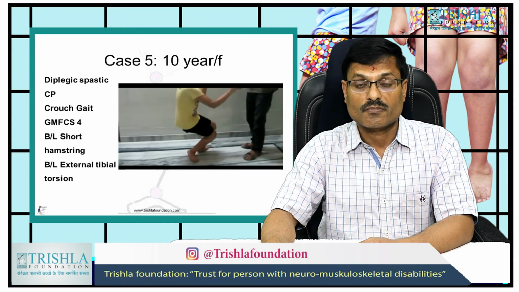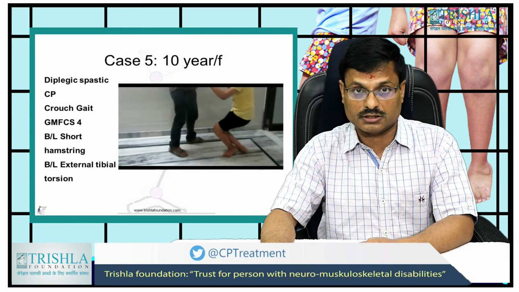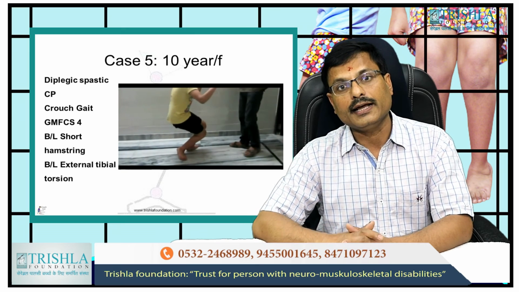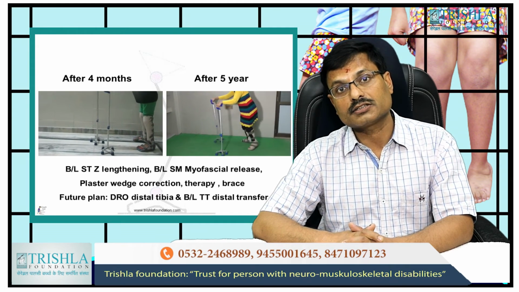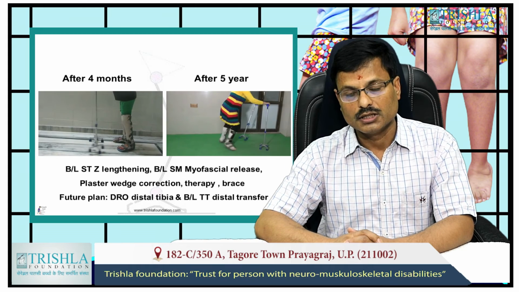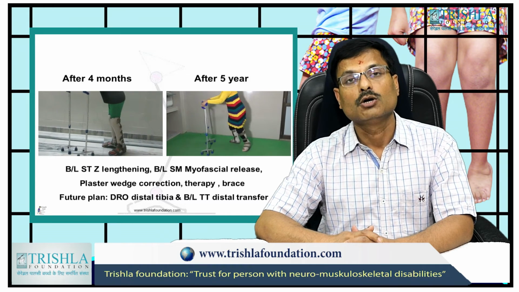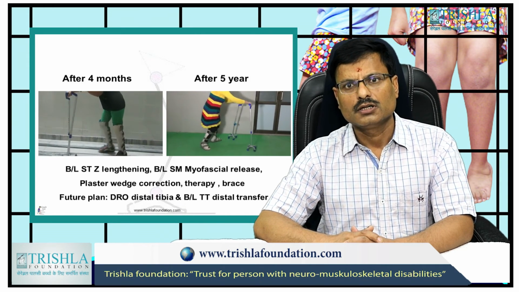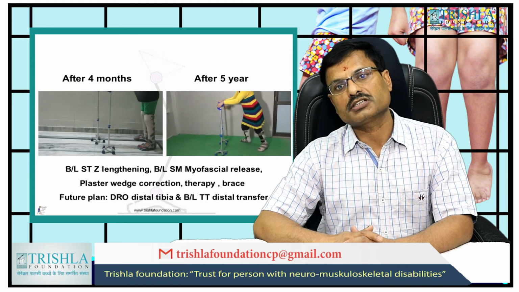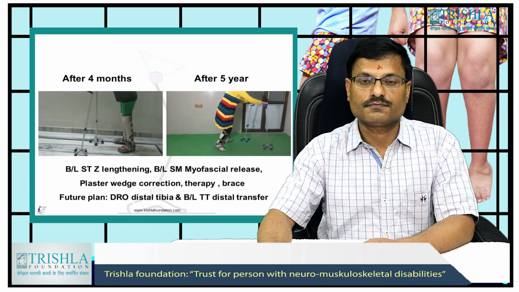The one case I have shown here is a 10-year-old female, with very spastic hamstrings, crouch gait, GMFCS 4, bilateral short hamstrings, and bilateral external tibial torsion. This was operated 8 years back, and at that time we were not doing any growth modulation. Growth modulation we started doing only 2 years ago. In that case we did bilateral semitendinosus Z-lengthening, bilateral semitendinosus and 5 vessel release, plaster wedge correction, braces and therapy. Now she is able to walk straight with 2 sticks, and now we are planning to do distal tibial rotation and bilateral tibial tuberosity distal transfer to prevent future problems in adulthood.